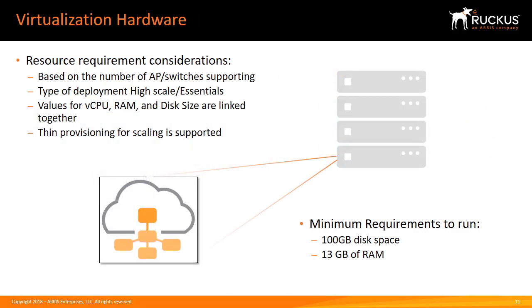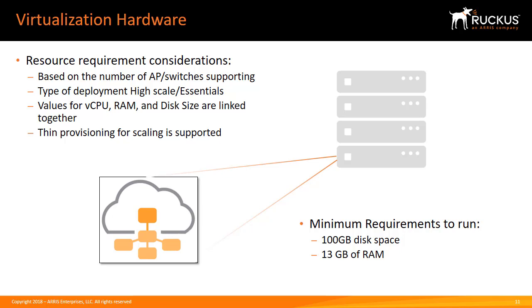Virtual SmartZone deployments require allocation of virtual resources within a server, which vary depending on the APs and the switches that are going to be controlled. High scale or an Essentials deployment can also affect the requirements. Virtual SmartZone is capable of automatically scaling to support a higher number of APs and clients if it determines at system boot up that there is sufficient CPU and memory on the virtual machine to support more APs and clients. Additional resources can be allocated to the Virtual SmartZone instance if needed, allowing for growth.